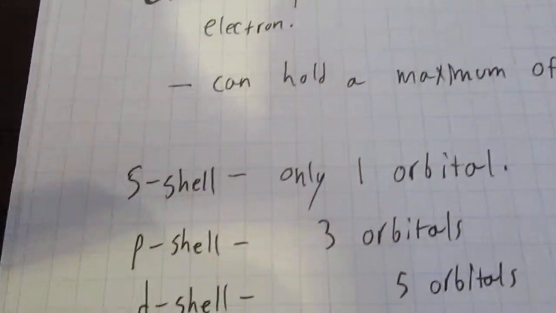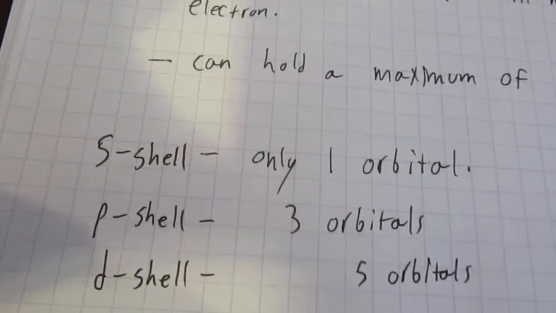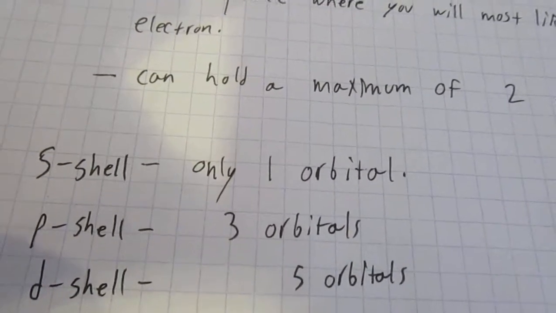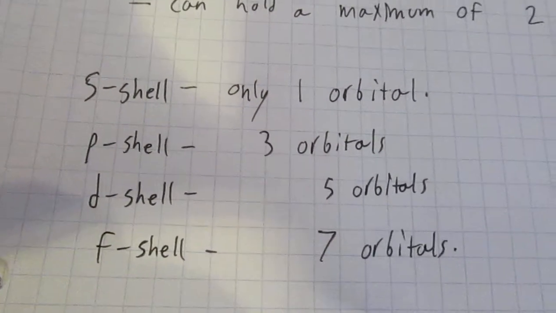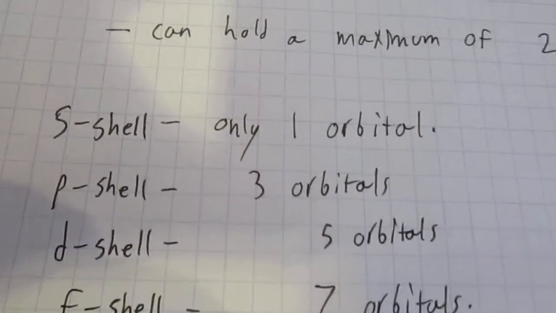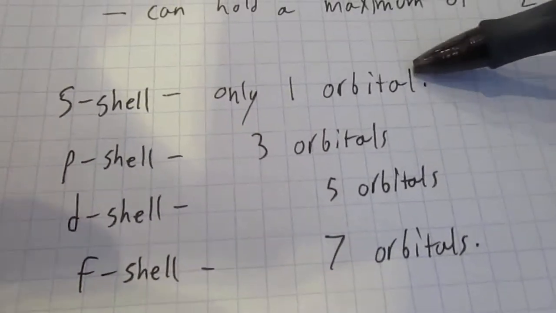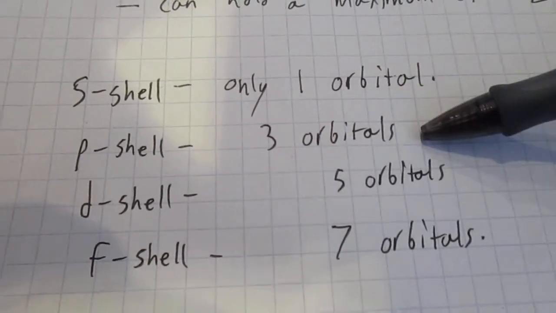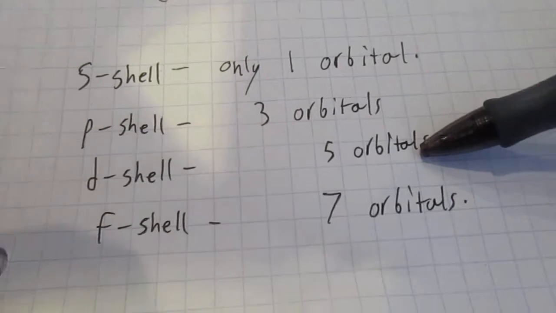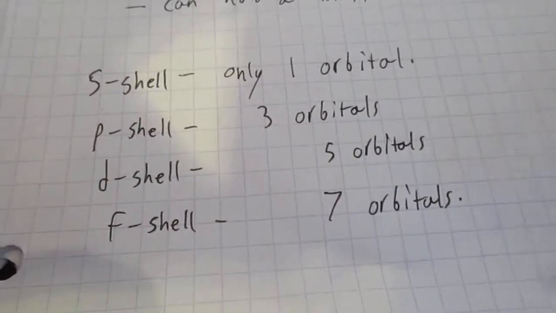Atoms have different shells. For example, there's the S shell, P shell, D shell, and F shell. The S shell only has 1 orbital, the P shell has 3 orbitals, the D shell has 5 orbitals, and the F shell has 7 orbitals. Each orbital can only contain a maximum of 2 electrons. So the S shell can have 2 electrons, the P shell can have 6 electrons, the D shell can have 10 electrons, and the F shell can have 14 electrons.